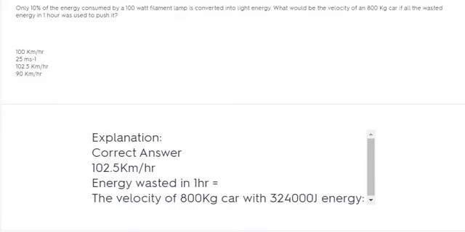Only 10% of the energy consumed by a 100-watt filament lamp is converted into light energy. What would be the velocity of an 800 kg car if all the wasted energy in 1 hour was used to push it? 100 km per hour, 25 meters per second, 102.5 km per hour, 90 km per hour. Explanation. Correct answer: 102.5 km per hour. Energy wasted in 1 hour equals the energy giving the velocity of the 800 kg car, 324000 J.